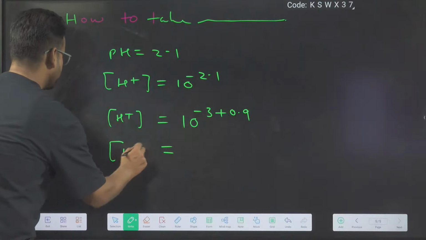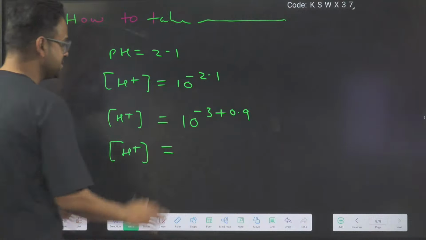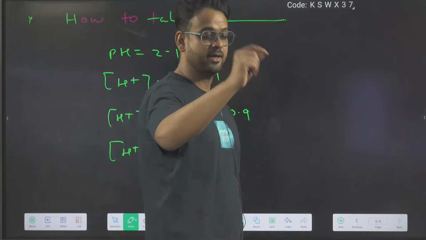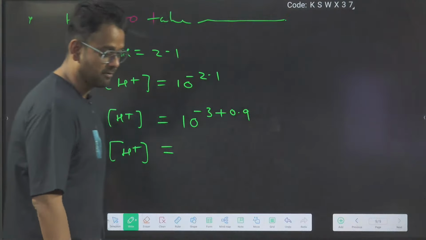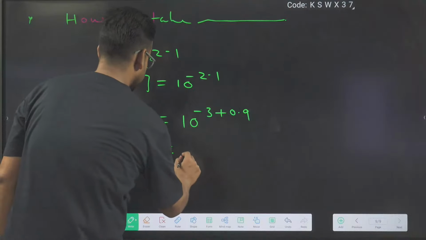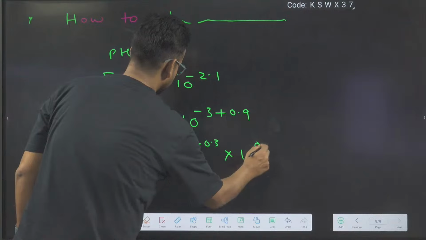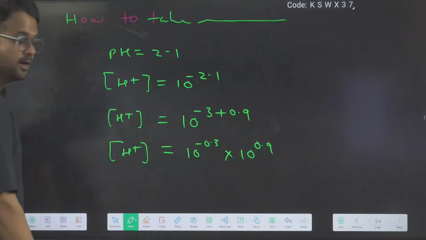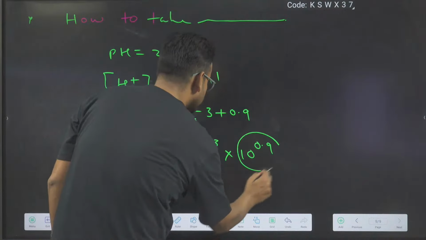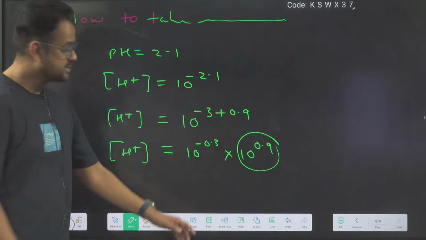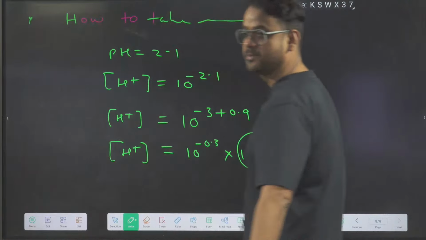Now, I hope everybody knows the basic law of indices: a to the power x plus y is a to the power x into a to the power y. So this, my dear boys and girls, becomes 10 to the power minus 0.3 into 10 to the power 0.9. And the moment you do this, this 0.9 should remind you of something, hai na?